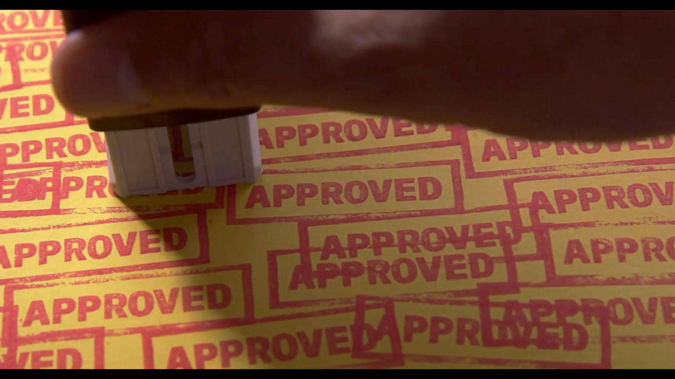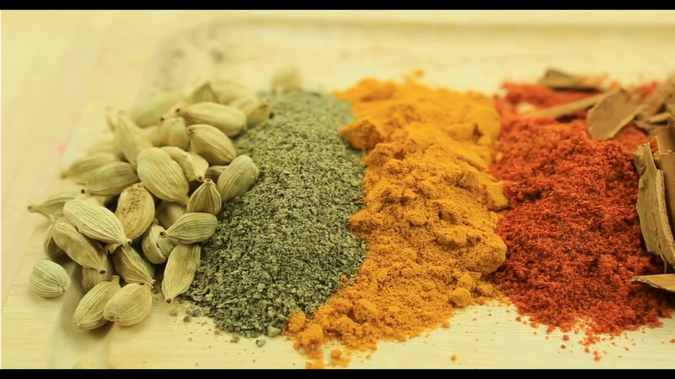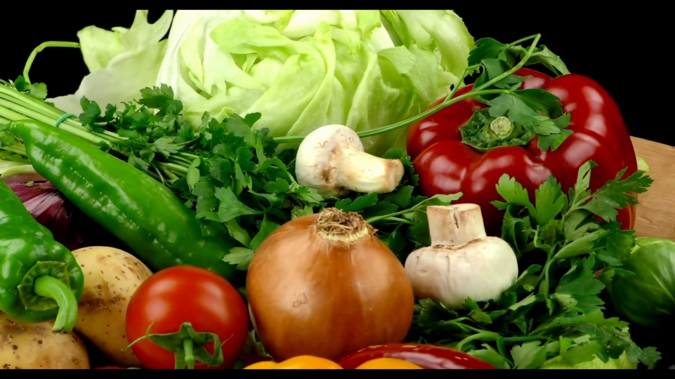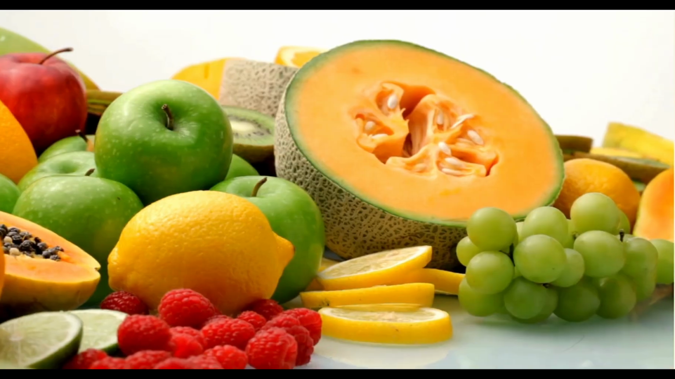Food irradiation is also very safe and approved by health authorities such as the World Health Organization, Health Canada, and the U.S. Food and Drug Administration. It's used on a variety of foods including spices, onions, potatoes, chicken, beef, pork, and many fruits and vegetables.